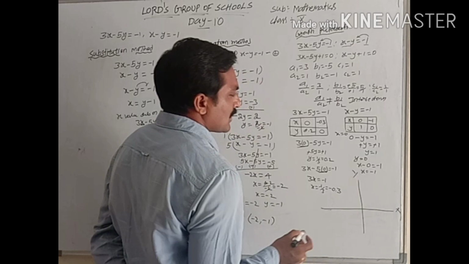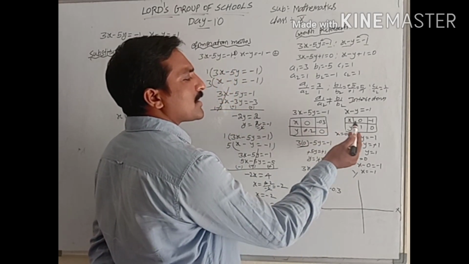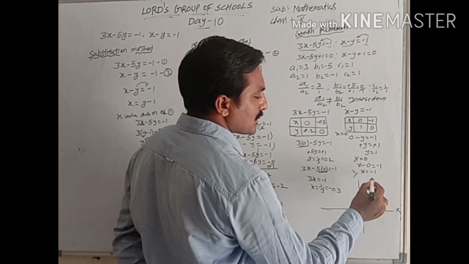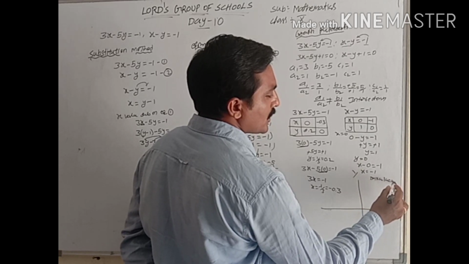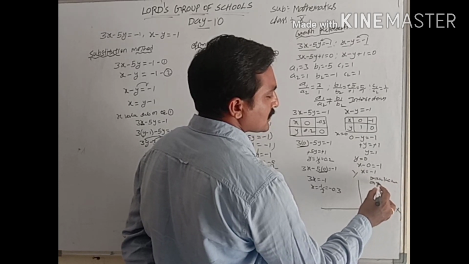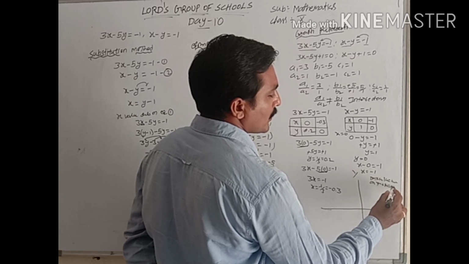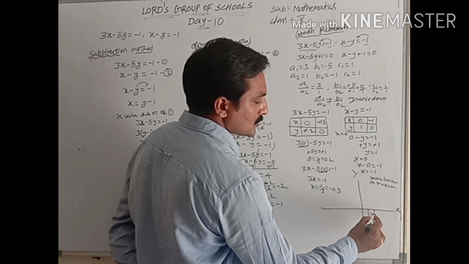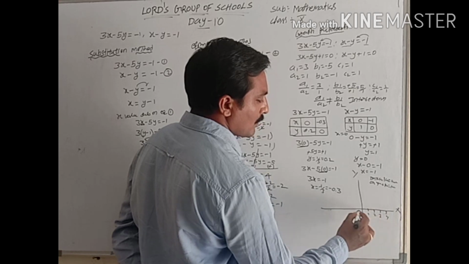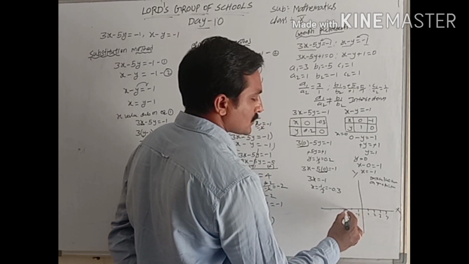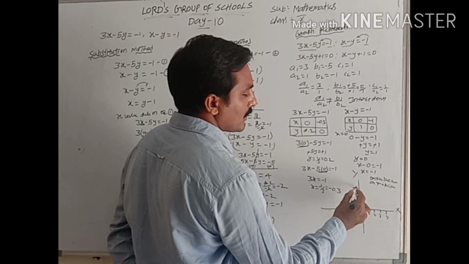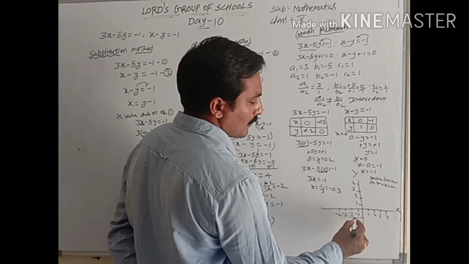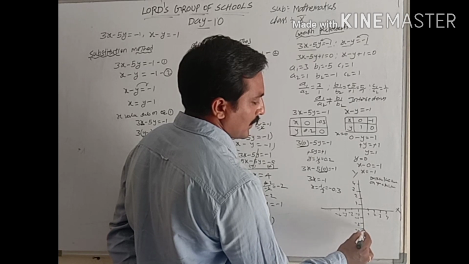X-axis, y-axis. Here the values are present only between 1 and 2. That way the scale is easy. On the x-axis, 1 centimeter is 1 unit. On the y-axis, 1 centimeter is 1 unit. 1, 2, 3, 4. Minus 1, minus 2, minus 3, minus 4. On the y-axis also: 1, 2, 3, 4, minus 1, minus 2, minus 3, minus 4.